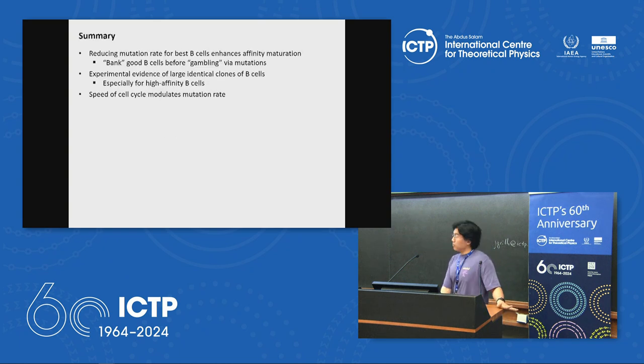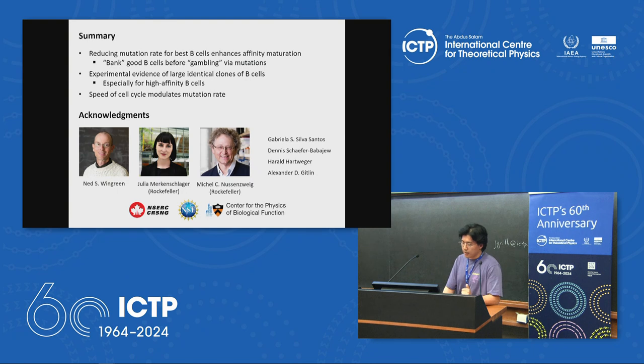And with that, I'd just like to summarize. Again, going against this common belief that the mutation rate is constant, as it turns out, reducing the mutation rate for the best B cells should theoretically enhance affinity maturation. The intuition was that you want to bank the good cells before gambling through mutations, because generally mutations are going to make your cells worse. Then we had some experimental verifications of our predictions, and we find these large bursts of clones of B cells for high affinity B cells. On top of that, there was some experimental evidence that the mutation rates are enforced through cell cycle modulation. With that, I'd like to thank my advisor, Ned Wingreen, as well as our collaborators, and I'll take any questions. Thank you.